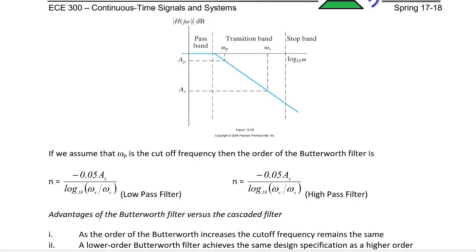And here's a plot of what these values look like for the low pass filter, where you have the pass band, the transition band, and the stop band, with the values for the gain AP and AS and omega P and omega S delineated. If we assume that omega P is the cutoff frequency, then the order of the Butterworth filter is N is equal to negative 0.05 AS over log base 10 of omega S over omega C for a low pass filter, or N is equal to negative 0.05 AS over log base 10 of omega C over omega S for a high pass filter.